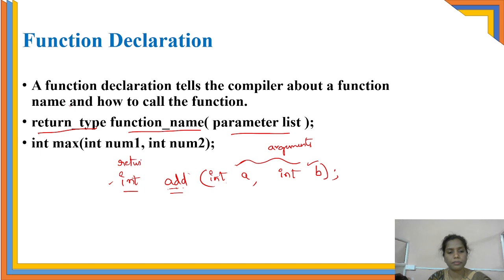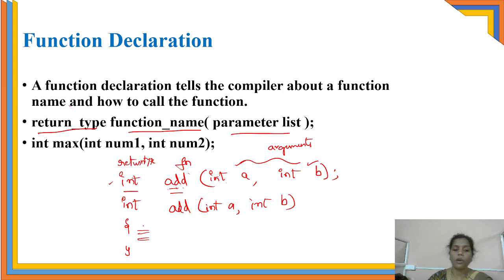Return type, function name and arguments. In the same way, we write the function definition. Same as the function declaration, int a, int b. So the definition will be like this. The function code we will write in this block. And for the function calling, without the return type and without the data types of arguments, we will write the function call, like add of a, b. This is the function call. This is the function declaration. This is the definition. This is the calling.